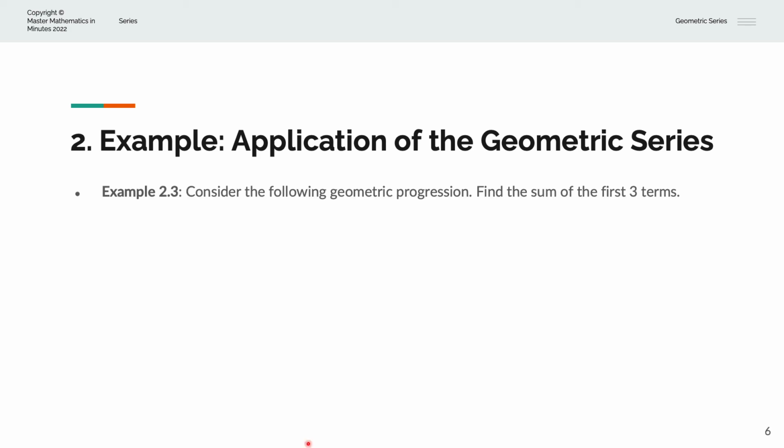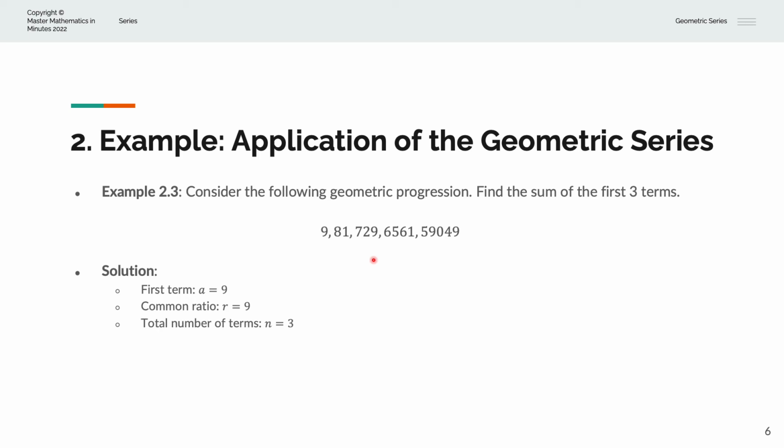In the third example, we're given the following geometric progression: 9, 81, 729, and so on. And we're asked to find the sum of just the first 3 terms. And because of that, we can ignore everything behind the third term. So with a equal to 9 being the first term, the common ratio is equal to 9, because 9 times 9 is 81, 81 times 9 is 729. And because we're summing across the first 3 terms, we have n equal to 3.